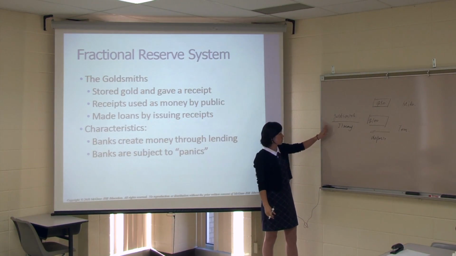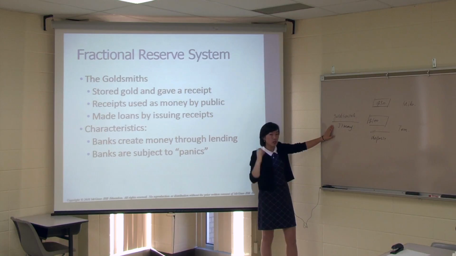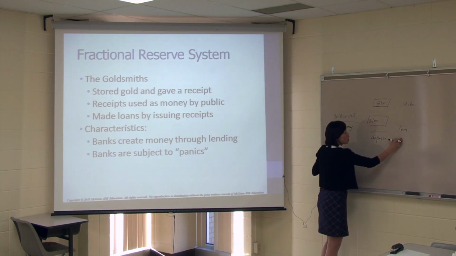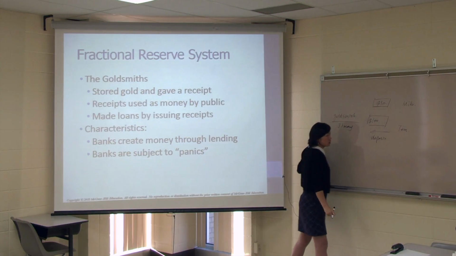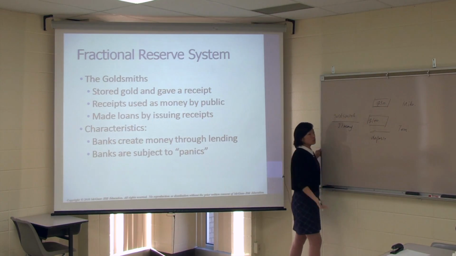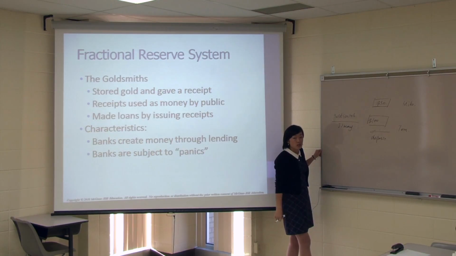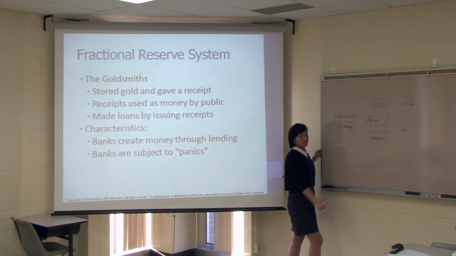Later on, a few very smart goldsmiths started thinking, maybe we can make more money out of it. Why? Because both Tom and Mike are not coming back pretty soon to redeem their gold. So those golds are just sitting in my vault, and I'm not doing anything with it. Why don't I just take full use of it and make more money out of other people's gold?